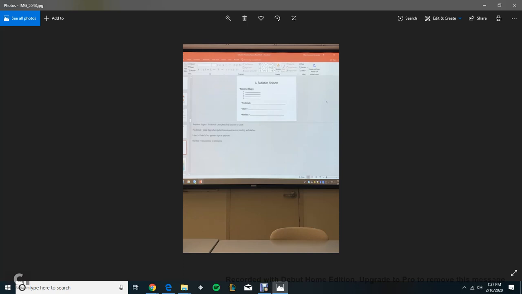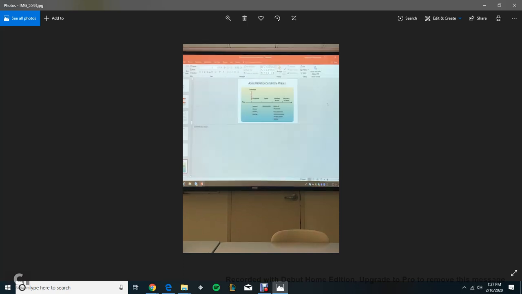In the prodromal stage, the initial stage, the patient experiences nausea, vomiting, and diarrhea. The latent phase is the period of no apparent sign or symptom. The manifest is the reoccurrence of the symptoms. There's a graph showing how it occurs time-wise.